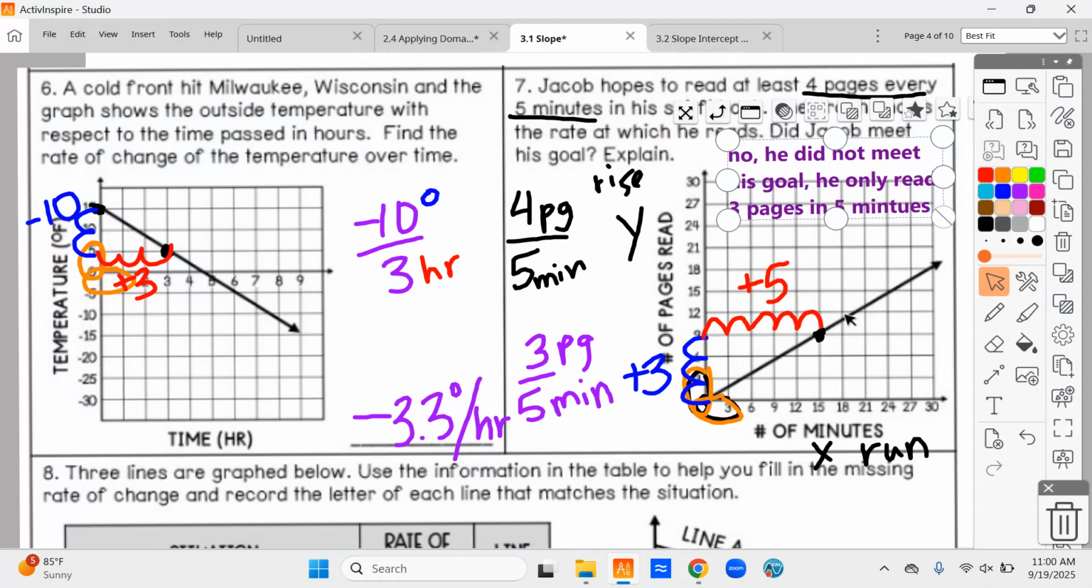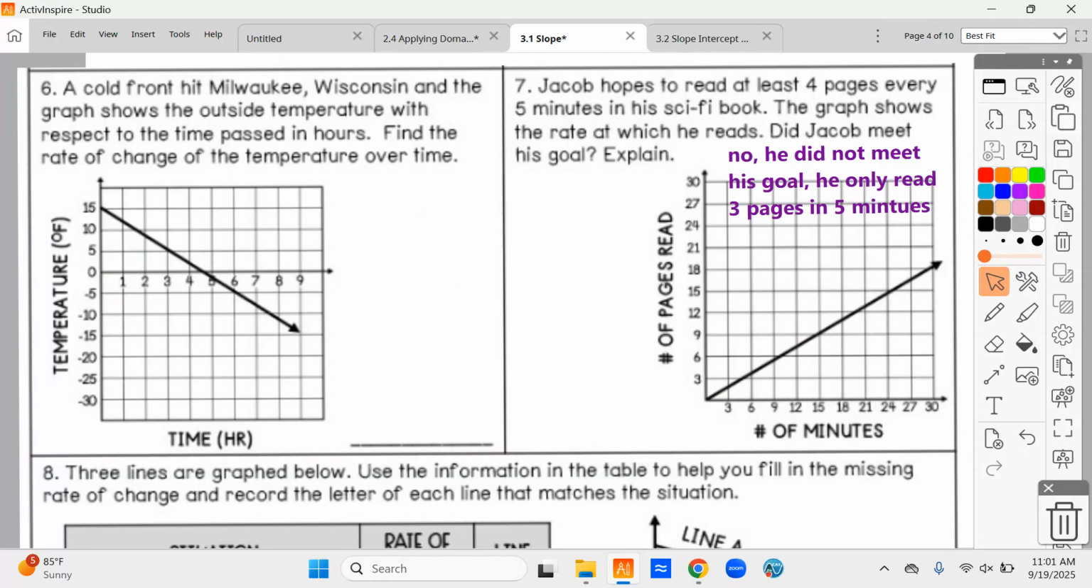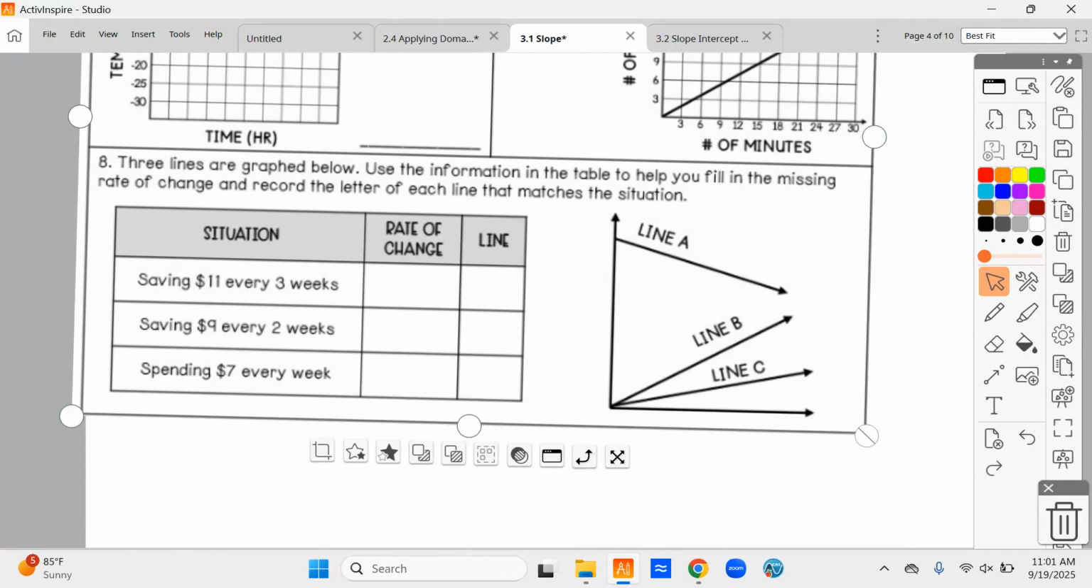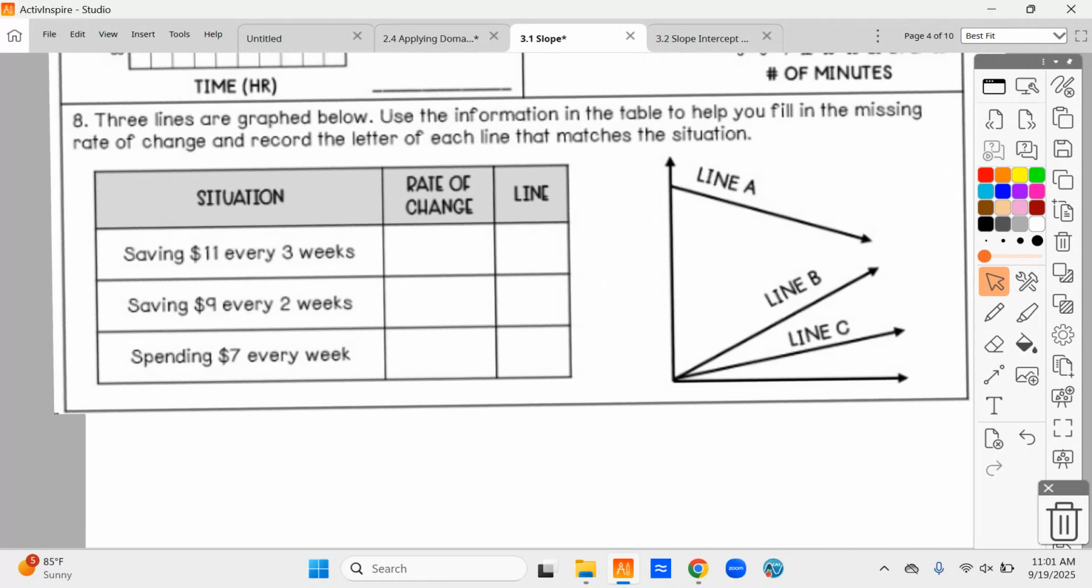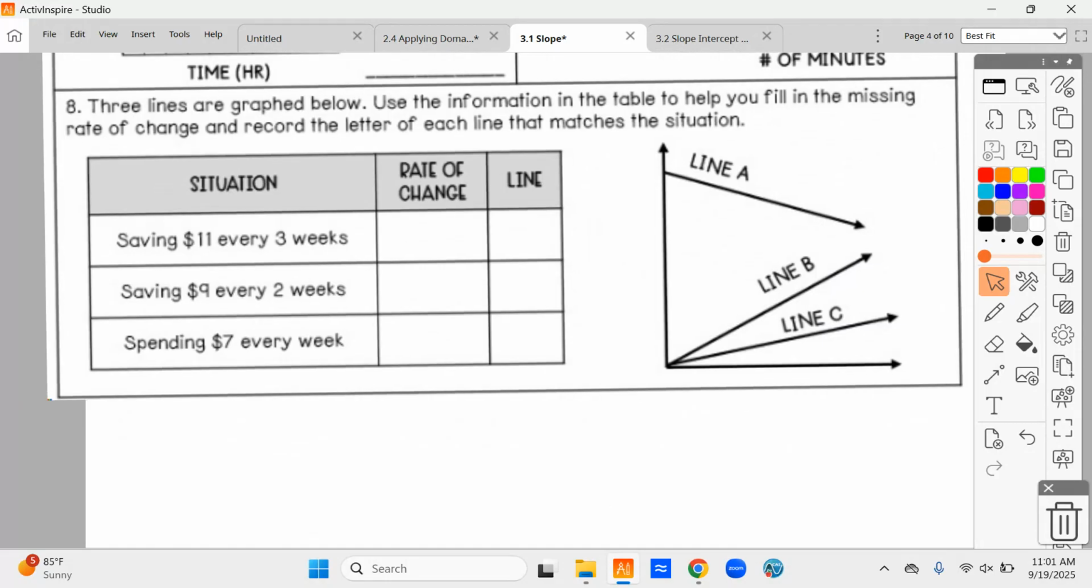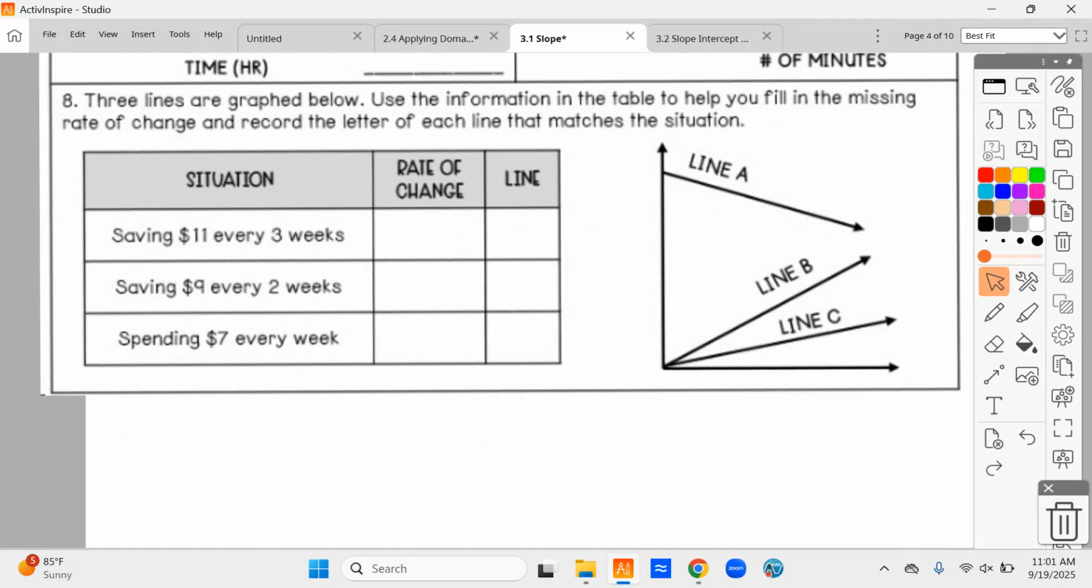So no, he did not meet his goal. He only read 3 pages in 5 minutes. All right, the last one on this page, I'll have to jump below. 3 lines were graphed below. Use the information in the table to help fill in the missing rate of change and record the letter of each line that matches the situation. So we really just need to be thinking about positive or negative slope and steepness.